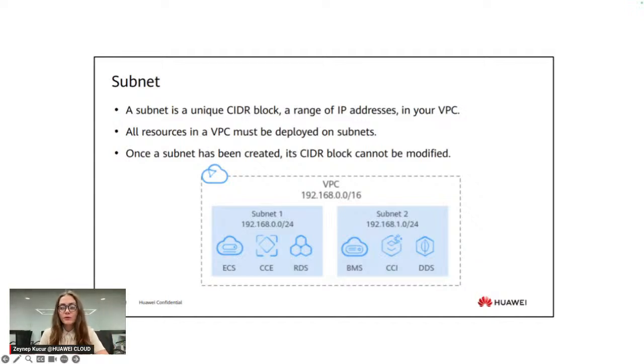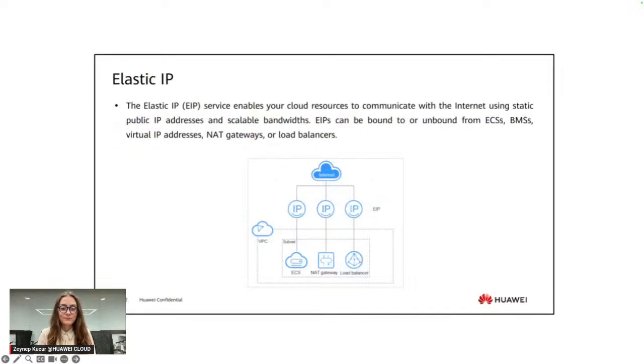We have mentioned in the previous slide that a subnet is a unique CIDR block, which is a range of IP addresses within the VPC. And like I said, subnets help organize and isolate resources within the VPC. So you create different subnets within the VPC, so you can arrange IP addresses based on your desire.